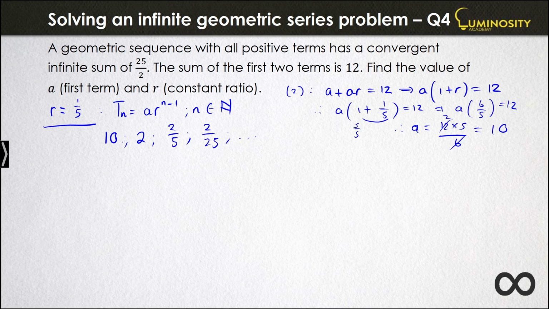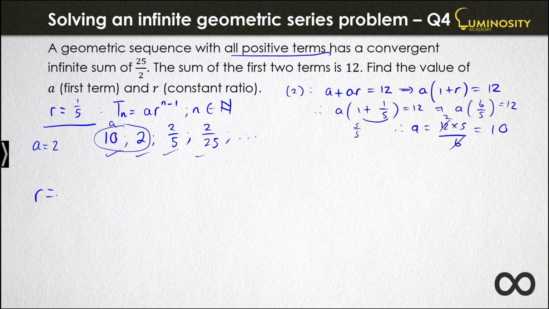So let's have a look at this. First of all, it's a geometric sequence. Yes, a is 10 and r is 1/5. All positive terms? Yes, every single term is positive. The sum of the first two terms is 12: 10 plus 2, that's 12. This satisfies all the conditions. So a here is 10 and r is 1/5.